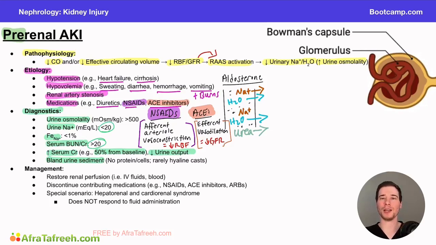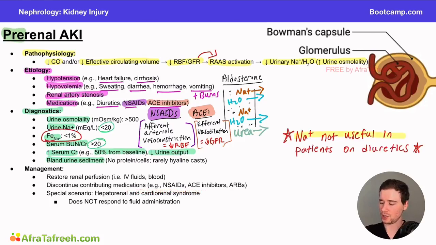The final thing I want to mention here is a specific subset of patients in which the FeNa, or the fractional excretion of sodium, is not going to be very accurate for us. And that is for patients who are on diuretics. So the fractional excretion of sodium is not useful for a patient who is on a diuretic. It's not useful for determining if they have an acute kidney injury.